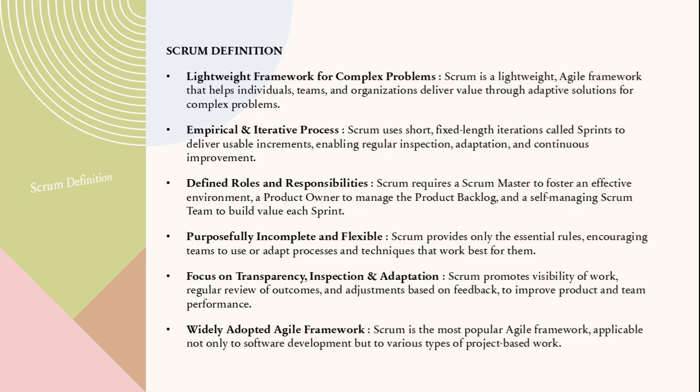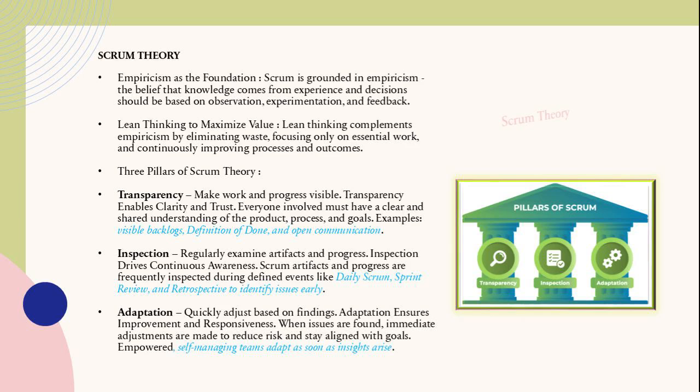Scrum is built on empiricism. Decisions come from real experience, observation, and feedback, not predictions. It's reinforced by lean thinking, which cuts waste and maximizes value by focusing only on what matters most.